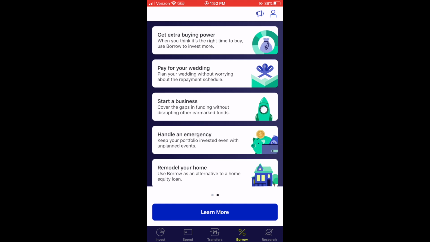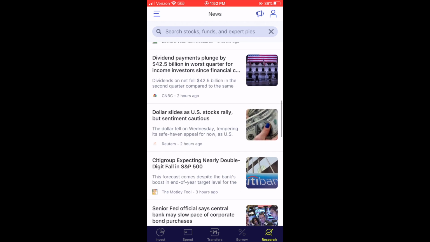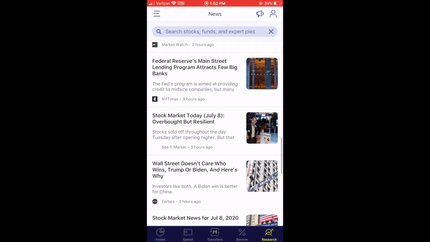And on the right of that, you have your research tab, which goes into individual stocks, the S&P, Dow, the NASDAQ, the different news going around across the market. And we all know nowadays, in the middle of 2020, when I'm recording this, the news has been crazy. So you can keep up with everything here.